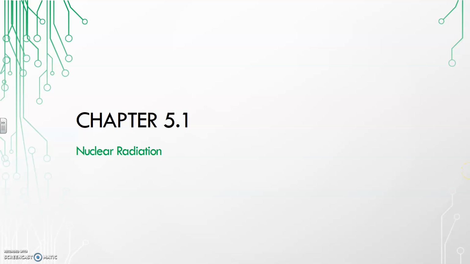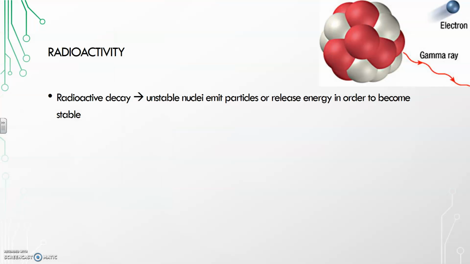Welcome to Chapter 5. So in this chapter we're going to be talking about nuclear radiation, nuclear chemistry. Radioactive decay is actually what happens when an unstable nuclei emits particles or releases energy in order to become stable. So there are some configurations of nuclei between the protons and the neutrons where there isn't enough interference between the positive protons to keep everything together.